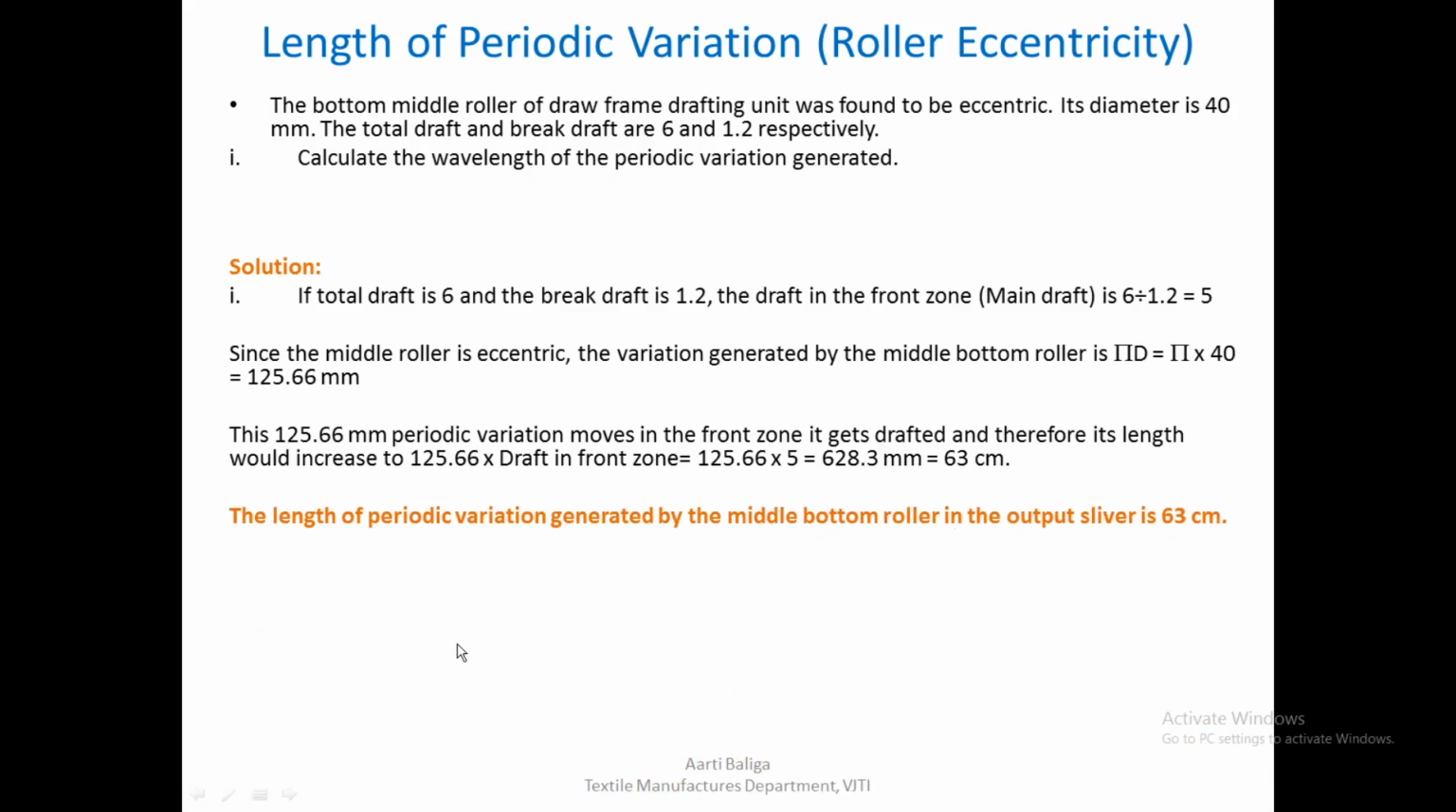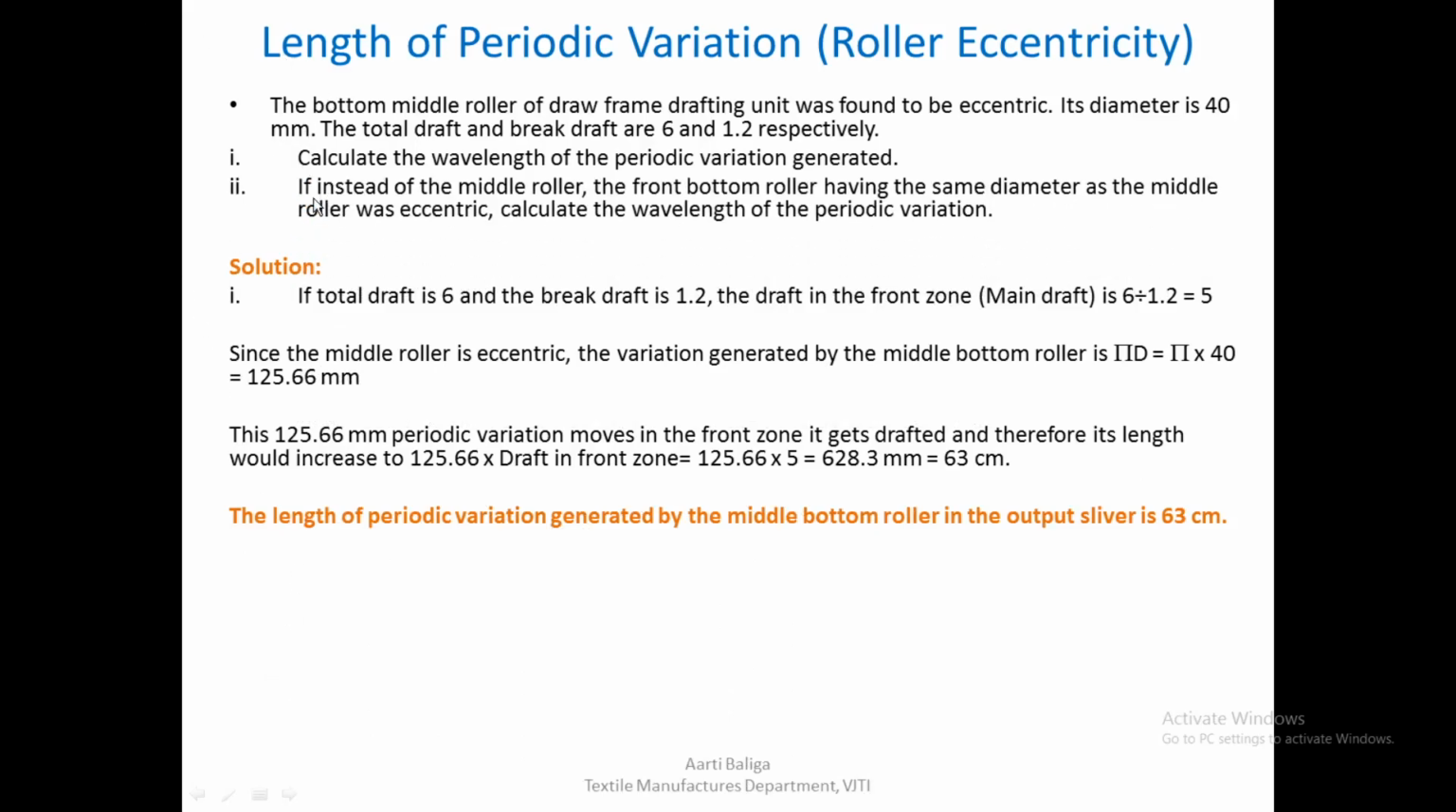So the second part of the problem we come to: if instead of the middle roller, the front bottom roller, having the same diameter as that of the middle roller, was eccentric, then what would be the wavelength of the periodic variation in the output sliver? So now instead of the middle roller, we are talking about the front bottom roller.